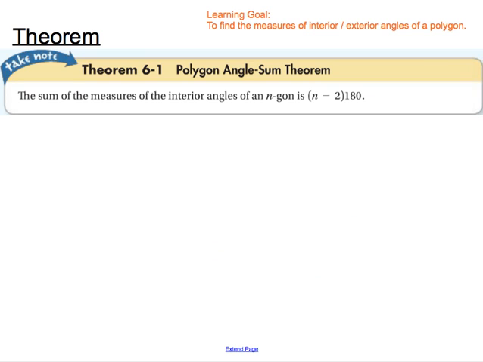One of the primary theorems that we're going to use today is the polygon angle sum theorem. It states that the sum of the measures of the interior angles of an n-gon is n minus 2 times 180. There's a very specific reason for this. One of the things that we've known for some time now is that the sum of the angles of a triangle is 180. So in this case we have a regular triangle, or an equilateral triangle, meaning all the sides are the same. And because of that we know that each of the three angles is 60 degrees.